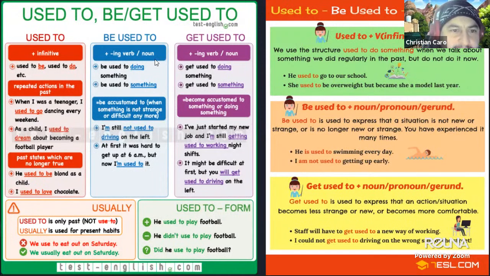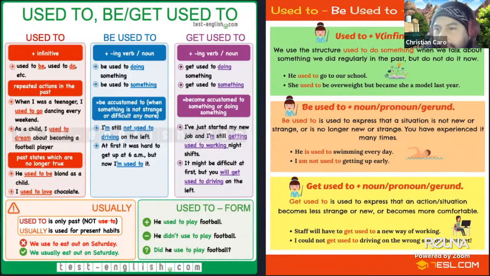Here, there are more examples. Be used to, plus ing verb or noun or pronoun. Here, equals to be accustomed to, when something is not strange or difficult anymore, que es la misma descripción que leímos acá. Examples. I'm still not used to driving on the left. At first, it was hard to get up at 6 a.m., but now I'm used to it. You know, it's like ya me acostumbré, right? There you go.